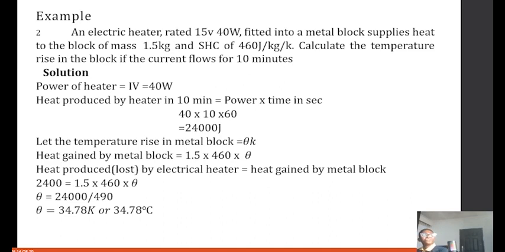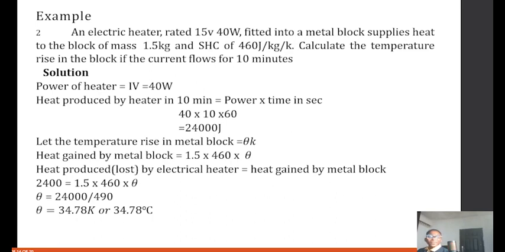We are using electricity, so power is IV, that is the current multiplied by voltage, and that equals 40 watts. So the heat in 10 minutes is power times time. You have to convert your time to seconds, so that is 40 times 10 times 60. So we get our power in joules per second. So that's the power, and the temperature rise is theta in kelvin.